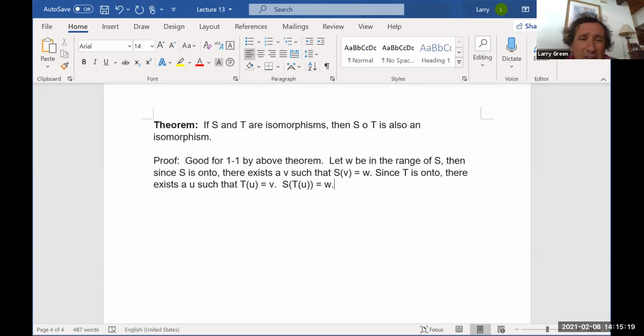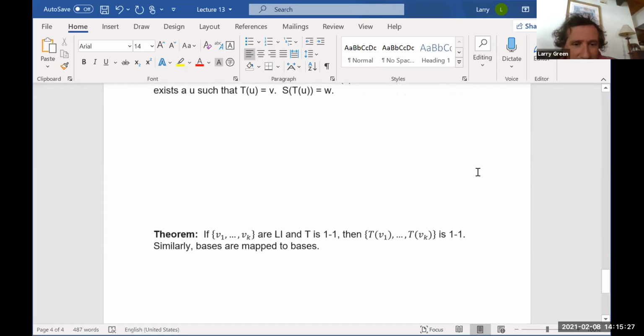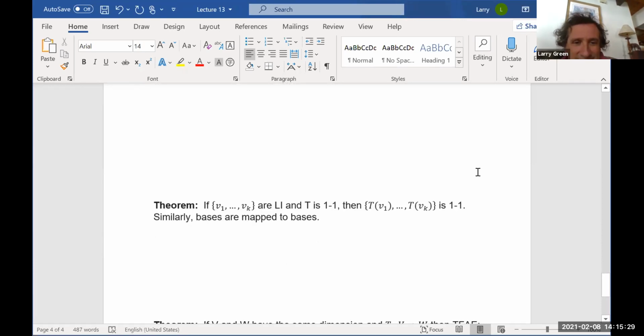So a lot of theorems, but there's not too much to them. Proofs are usually quick. Okay. Guess what? Another theorem. And that is if we have V1 through Vk are linearly independent vectors, and T is 1 to 1, then T of V1 through T of Vk is also 1 to 1. Any questions on the statement first?